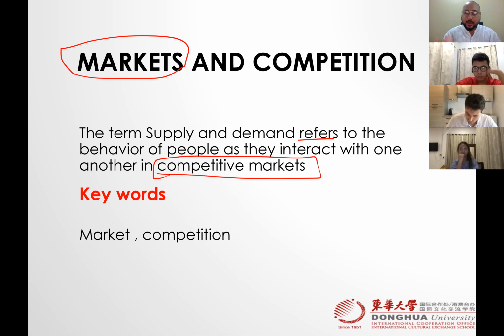So if you want to find out the true interaction, the behavior of people, how they interact with one another, it should be free from any intervention. That free from intervention, we call this a competitive market. So let's talk about the stuff.